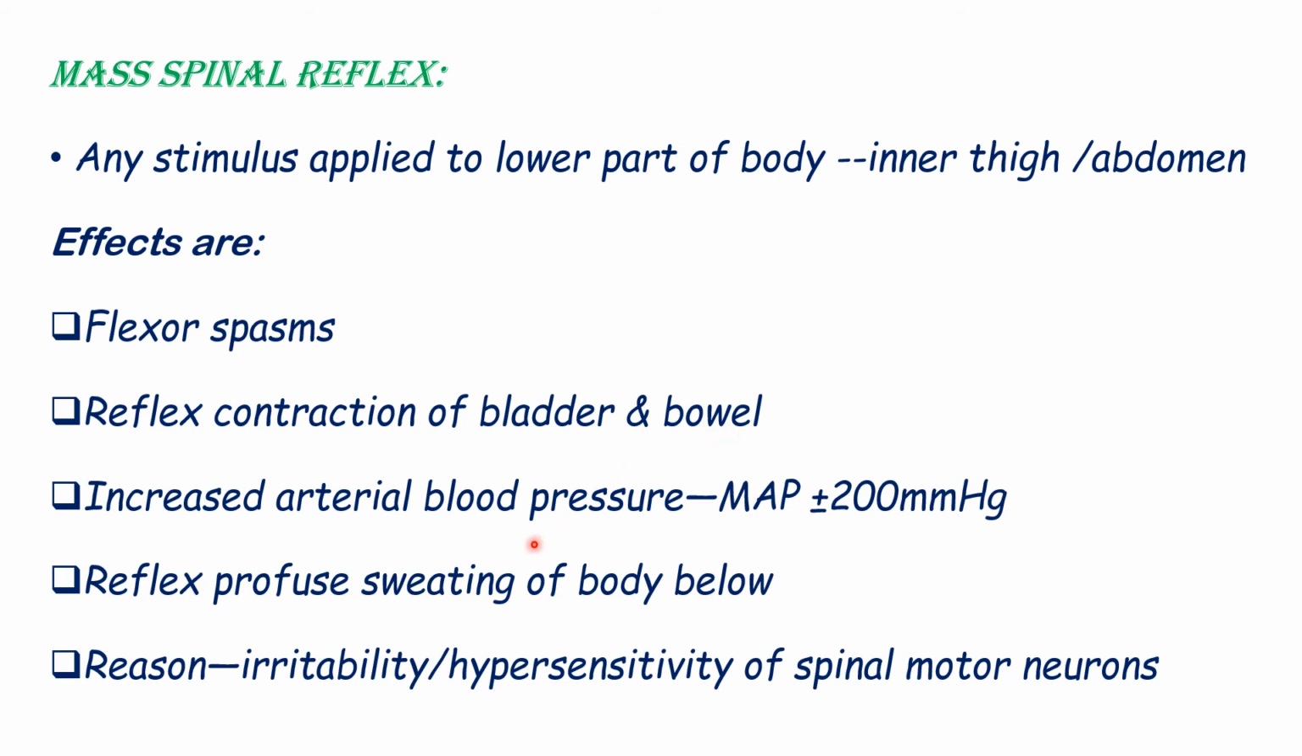Then along with this, there is increased arterial blood pressure, and the mean arterial blood pressure can even go to 200 millimeters of mercury. Initially, the blood pressure in the stage of shock can decrease to 40 millimeters of mercury. Here it can go to 200 millimeters of mercury. Along with this, there is profuse reflex sweating of the body below the transection.